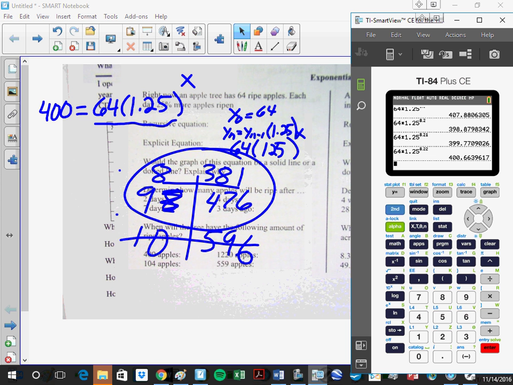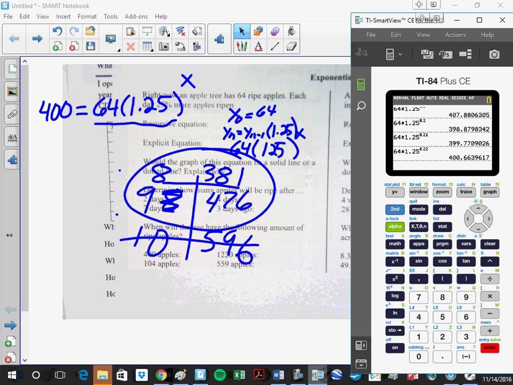So 8.22 days. How long does it take? Because not all the apples are ripe at the same time. Right? They ripen throughout the day. So 22% into that 8th day, well, into the 9th day, then there are exactly 400 apples ripe. But today you're going to be guessing. Next time I will teach you how to find the answer. You won't appreciate it.